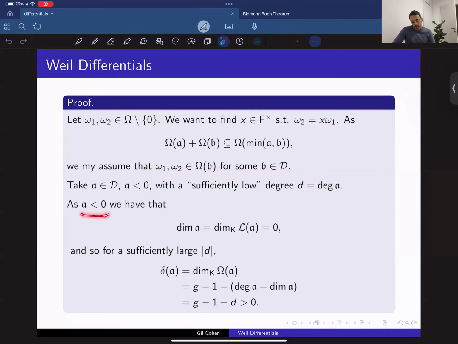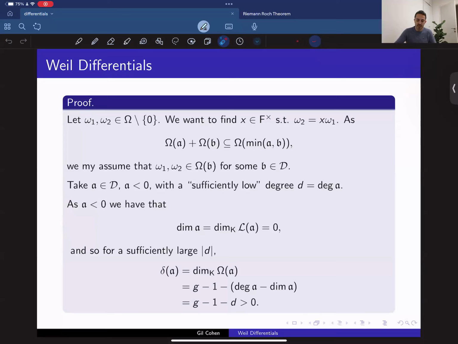Now, because A is smaller than the 0 divisor, we know that the dimension of the Riemann-Roch space corresponding to A as a K vector space is 0, right? This is something we proved and also used in analyzing Goppa codes.